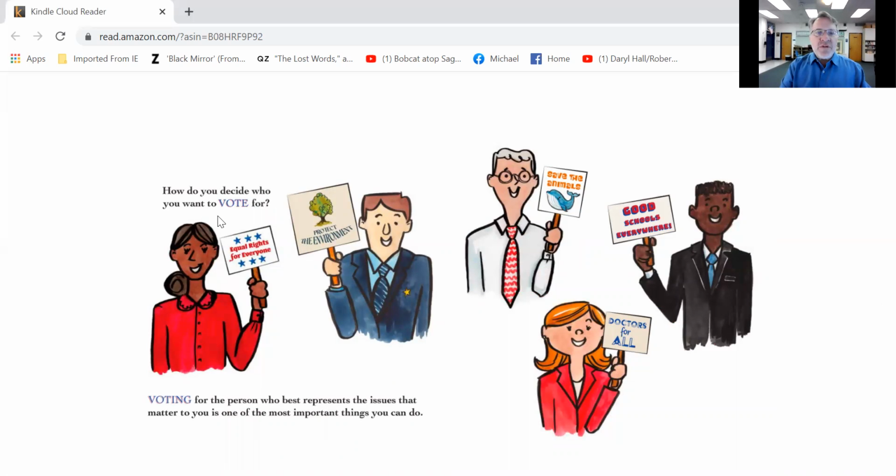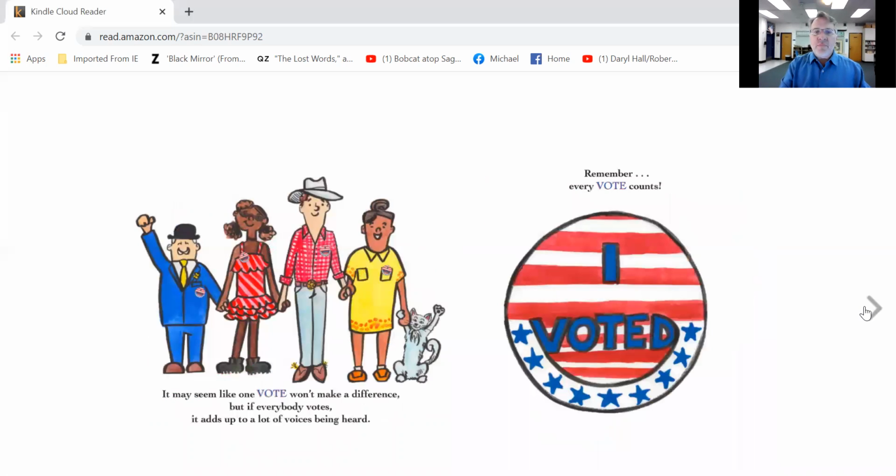How do you decide who you want to vote for? Well, you've got different issues. Equal rights for everyone, protect the environment, save the animals, good schools everywhere, doctors for all. Voting for the person who best represents the issues that matter to you is one of the most important things you can do. It may seem like one vote won't make a difference, but if everybody votes, it adds up to a lot of voices being heard. Remember, every vote counts.